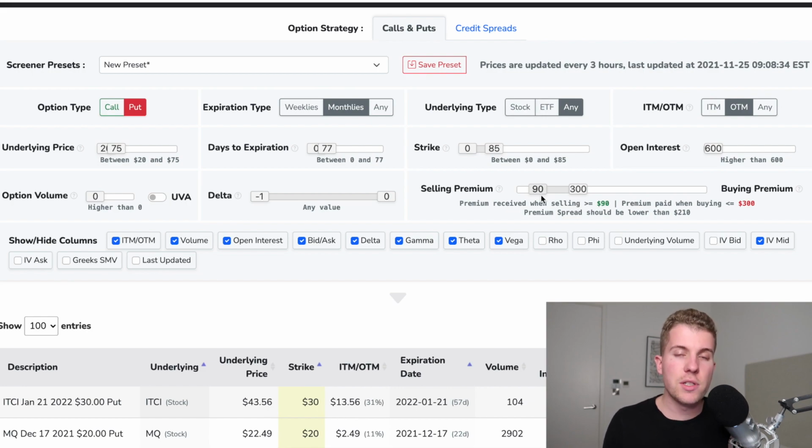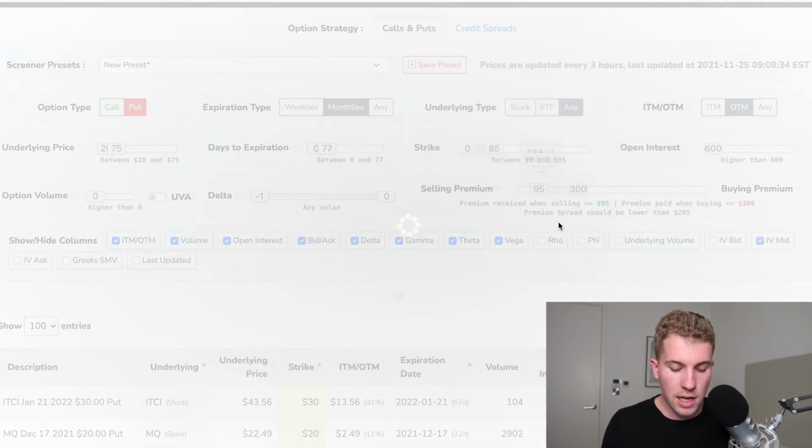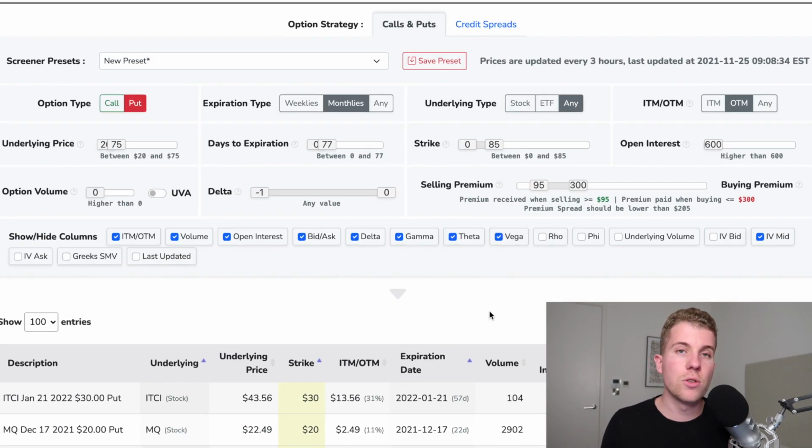I think that's one of the most interesting filters because now you can filter the premium that you want to have. Let's say that you only want to focus on stocks where you can get $1 or more, then you can just put it to, let's say, $1. Or let's say $95, and then it's only going to show you premiums that are above $95, which is pretty useful.